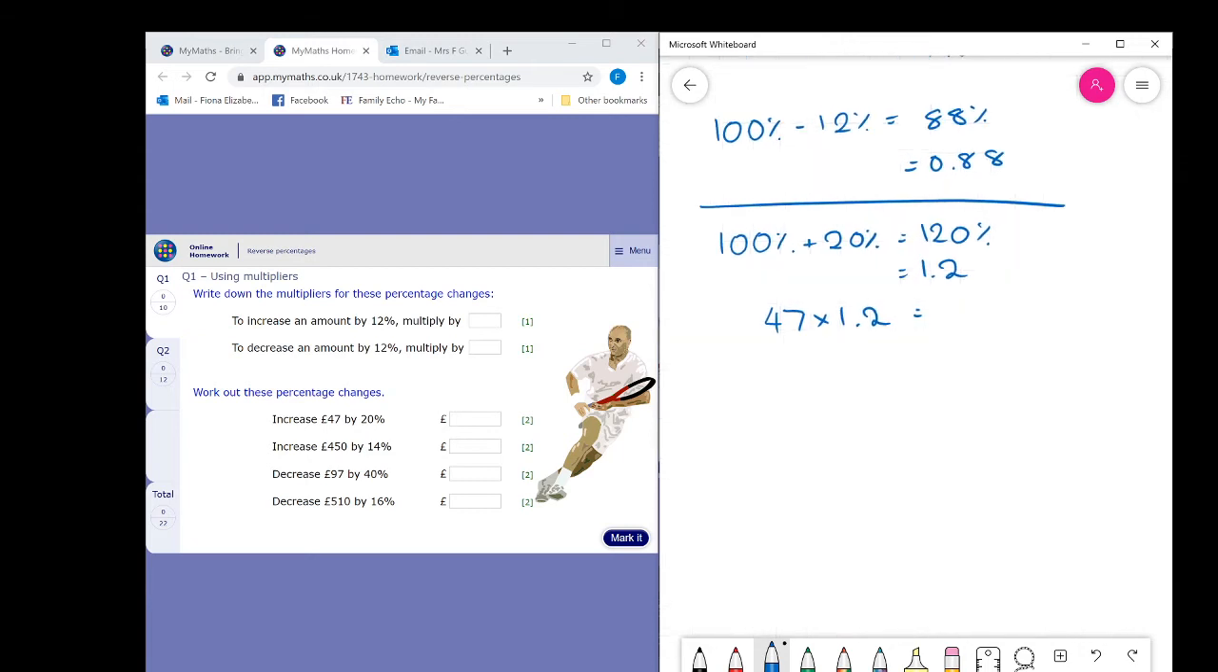Okay. The same for increase by 14%. That's going to be 114%, which is 1.14. So it's going to be 450 times 1.14, etc. for all the rest of the questions.